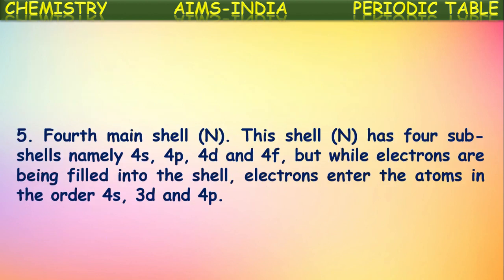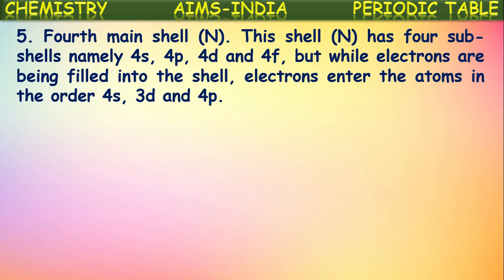Okay. Next, the fourth main shell, that is the N shell. This shell has 4 subshells, namely 4s, 4p, 4d and 4f subshells. But while electrons are being filled into the subshells, electrons enter the atoms in the order first 4s, and then the 3d subshell, which was left in the previous shell. Now it is filled after 4s. So 4s, 3d and then 4p.